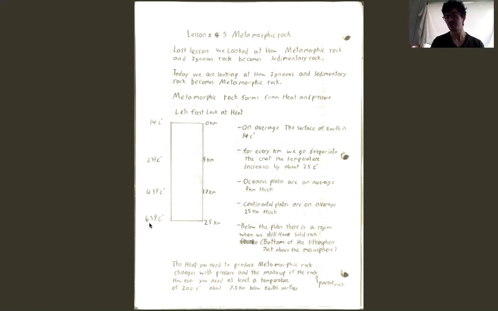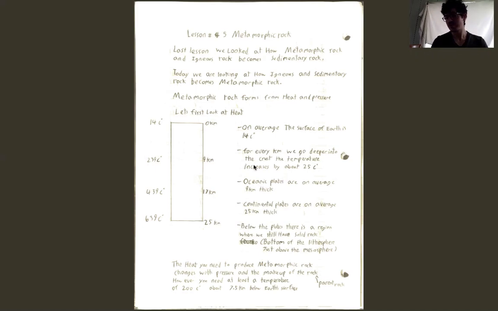Your ovens would generally go to maybe 250 degrees Celsius at the hottest. So I went down to 25 kilometers. That's how thick on average continental plates get. So once you get below the continental plate, there's actually a thin layer at the bottom of the lithosphere. There's actually still solid rock before we get to the mesosphere, where it's all molten liquid rock.